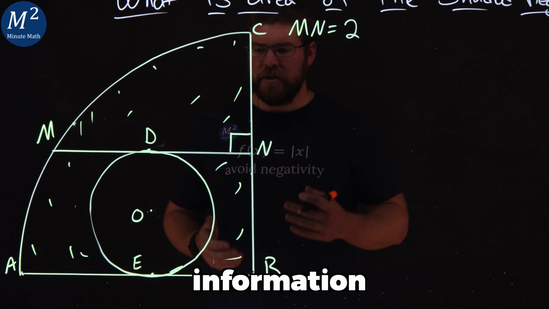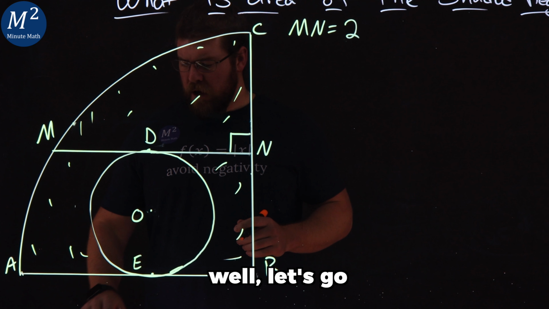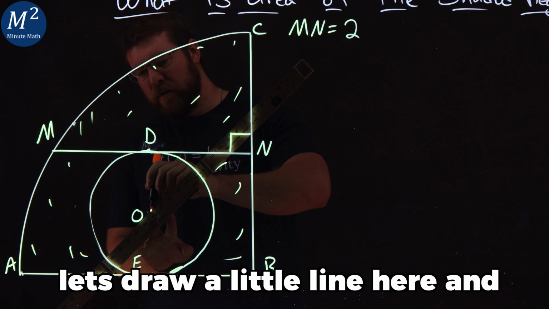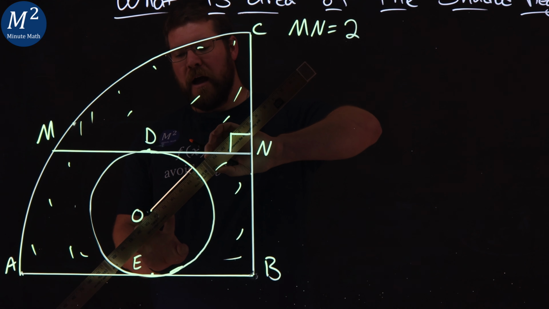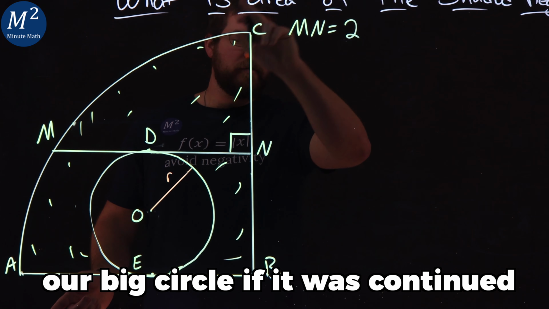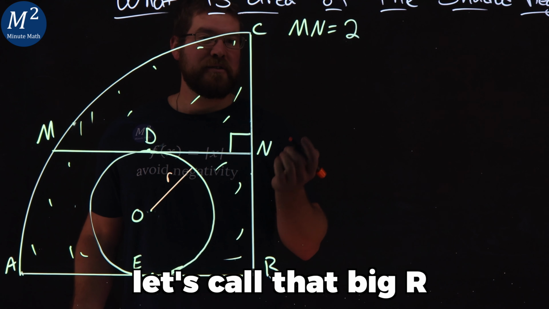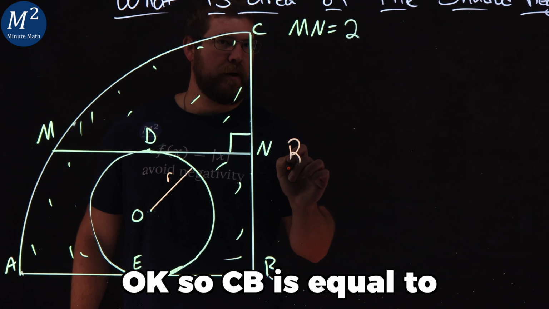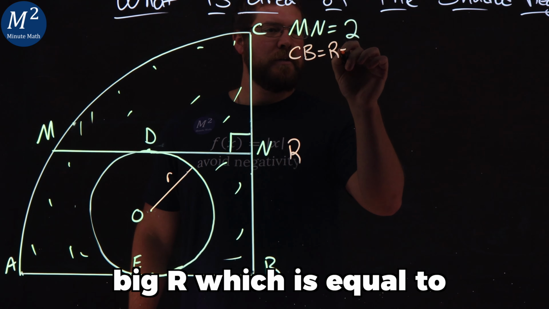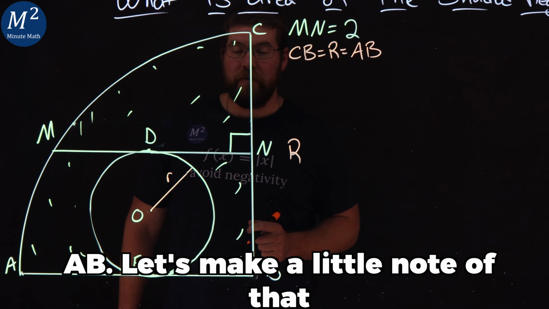Let's get some information labeled here because we don't really have many values. We only have the value of 2. Well, let's say our radius of the little circle, let's just draw a little line here, and I'm going to call that little r. Our big circle, if it was continued, would have a radius from C to B or B to A. Let's call that big R. Okay, so CB is equal to big R, which is equal to AB. All right, let's make a little note of that.